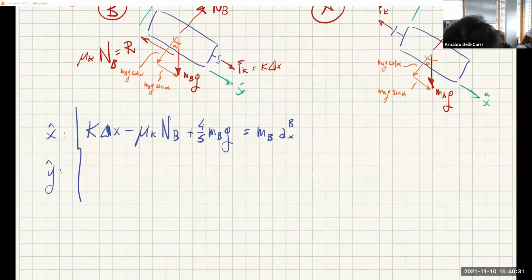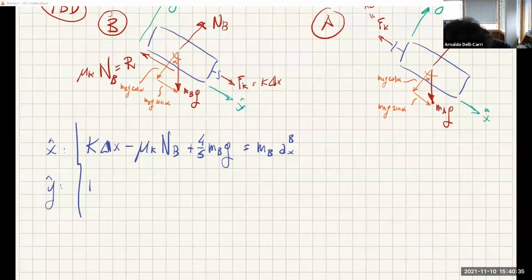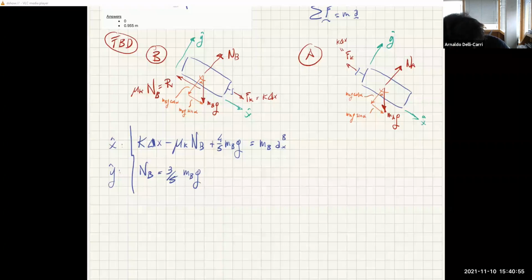And in the y-axis, we have that N B equals 3/5 of m g. Okay, so this equation will help us with this. So this N B is here. So I'll probably rewrite equation 1. Let me do the same for the other curve first.